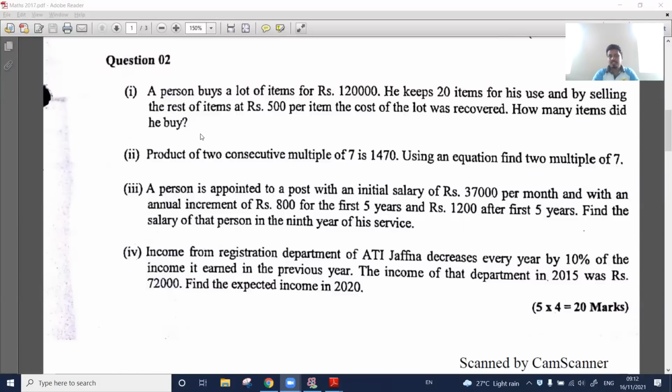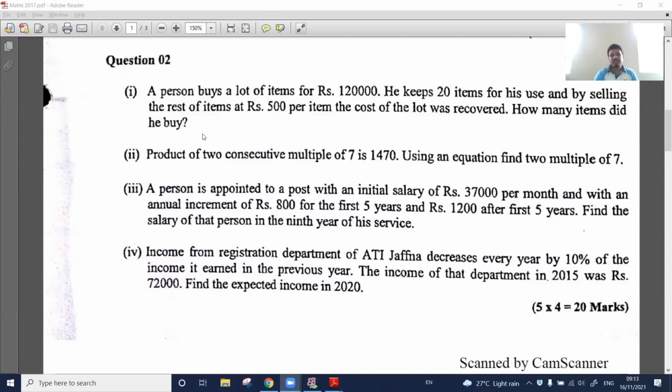How many items did he buy? He buys some number of items. We do not know how many items. That is what we need to find. Assume water bottles. X number of items he bought for 120,000. We don't know the number. How much has gone to buy all of them? 1,20,000 has gone to buy these water bottles.